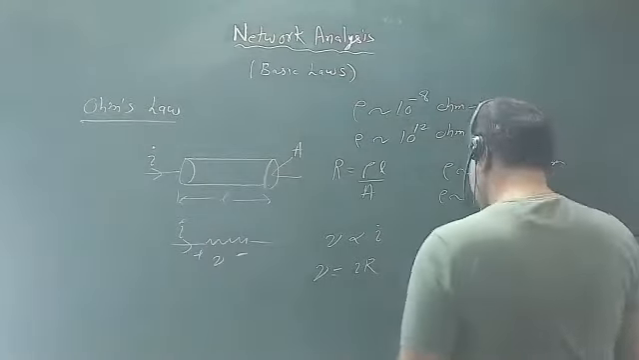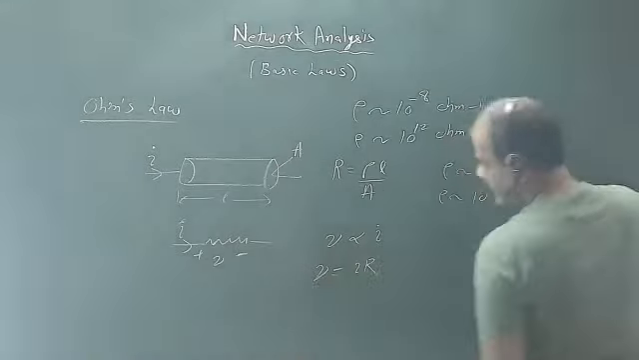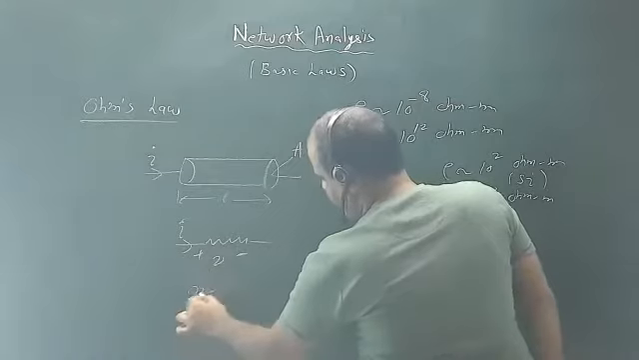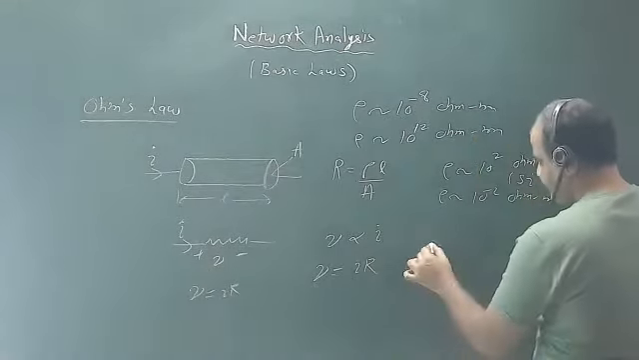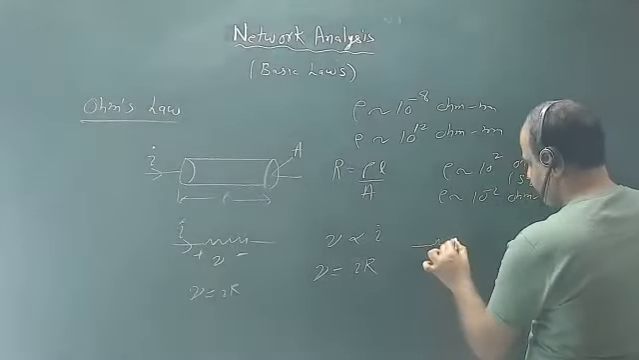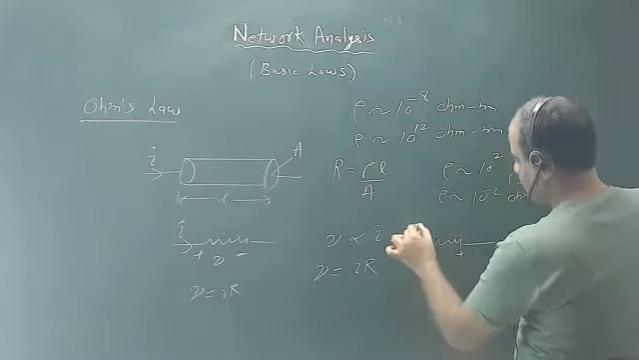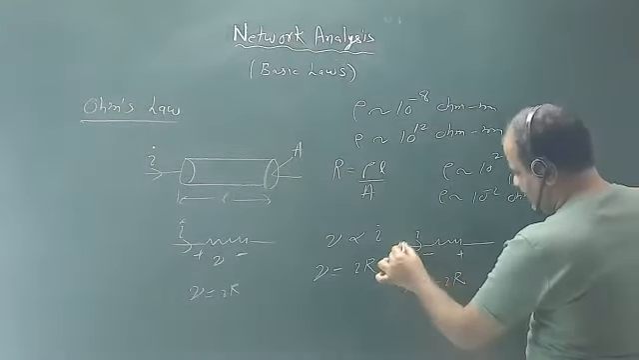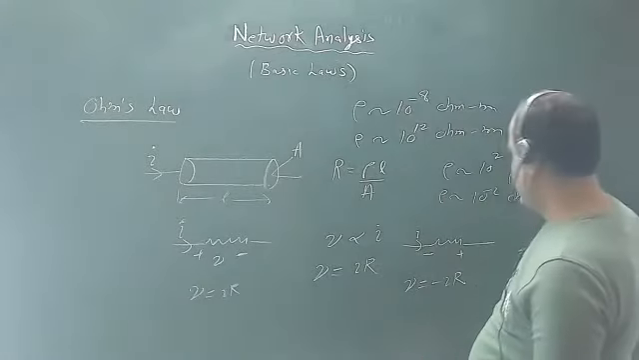When you apply Ohm's law in a circuit, you have to take care of the sign, depending on where the current is entering. If the current is entering the positive terminal, you can write V is equal to IR. If the current is entering the minus terminal, then you have to write Ohm's law as minus IR. So you have to take care of the direction of the polarities.